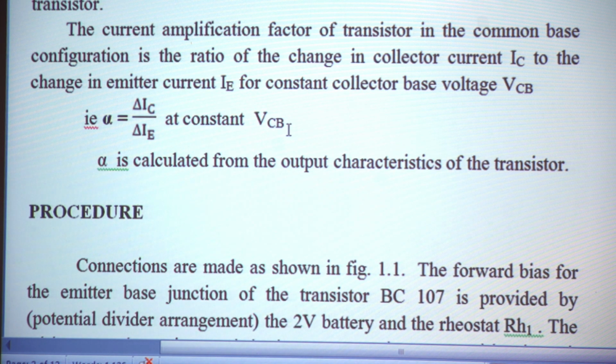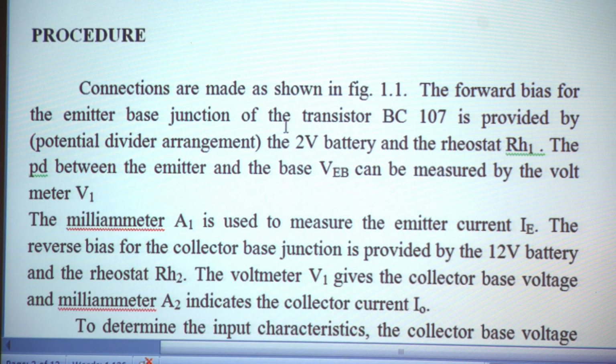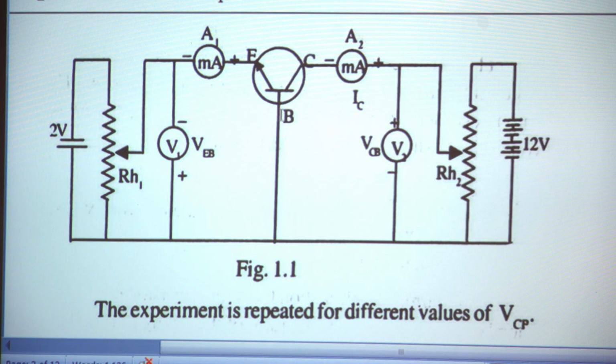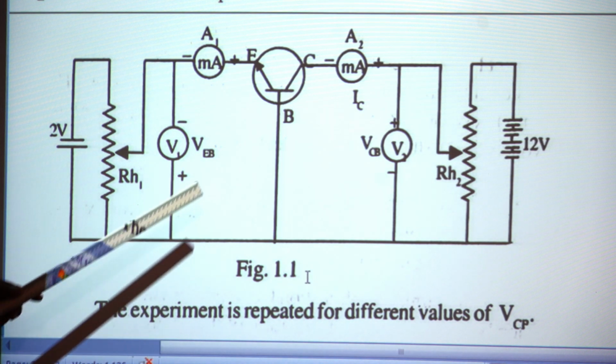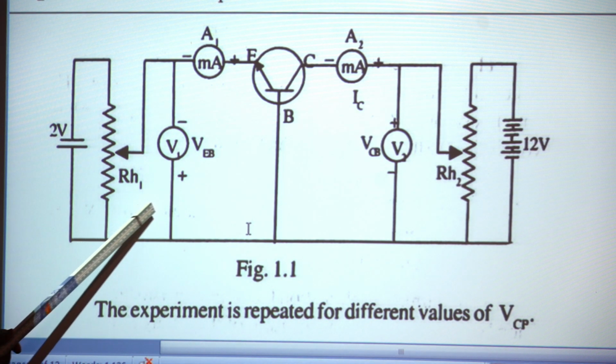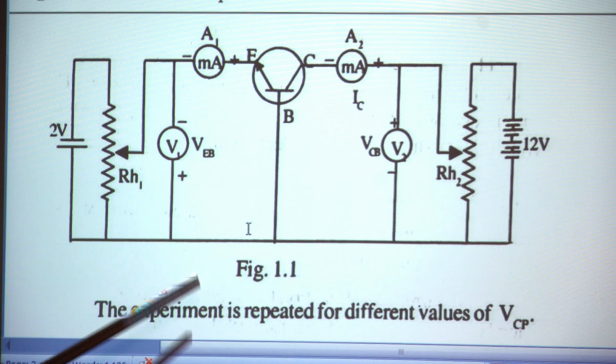Now coming to the procedure part, we are provided with a BC107 transistor, and for the common base configuration, the base is common and the base is grounded. Here we can see the base is grounded, and we have two sides, one the input side to find the input characteristics, and similarly the output side to draw the output characteristics. Now when we consider the input side, it consists of the emitter and base. So we want to forward bias the emitter base junction, so the base is grounded.